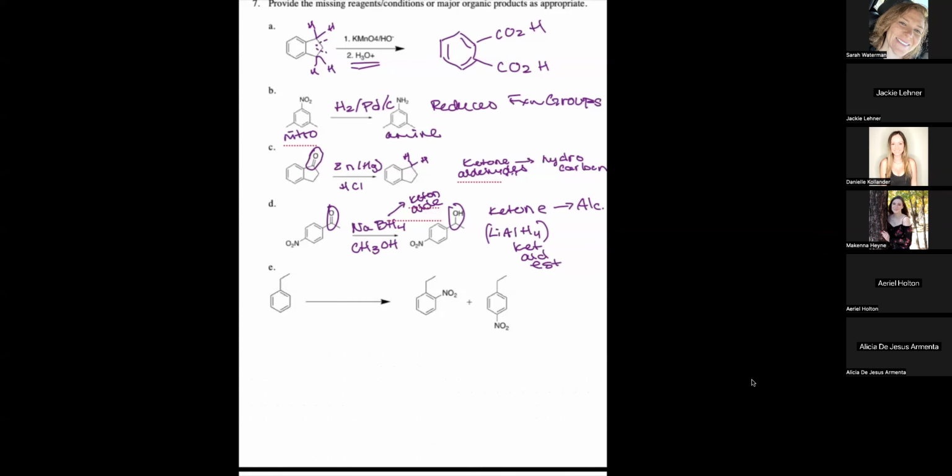Whereas up here in B, sodium borohydride and lithium aluminum hydride don't work for nitro groups, amines. It doesn't work for nitro groups. It's specific to that functional group. So that's why we chose H2 Pd/C, because it reduces all functional groups. Doesn't matter what it is. It will reduce it all the way to just bonds with hydrogen.